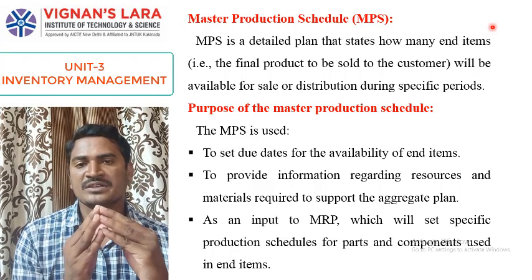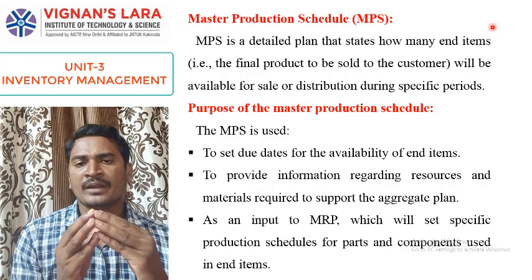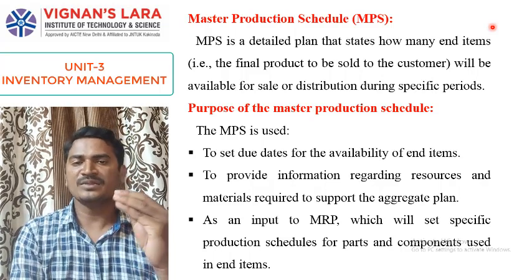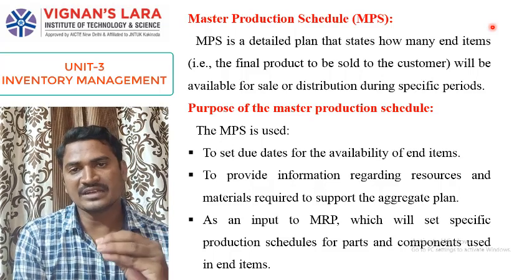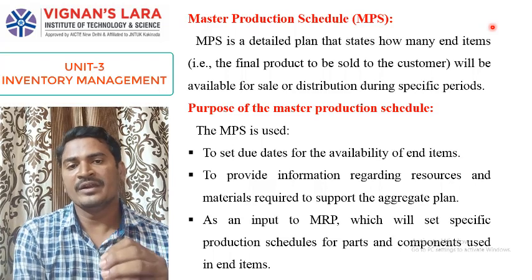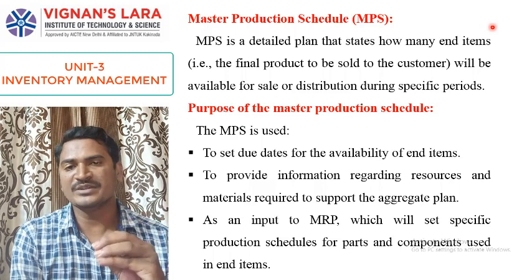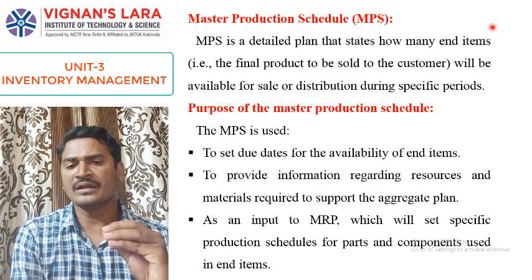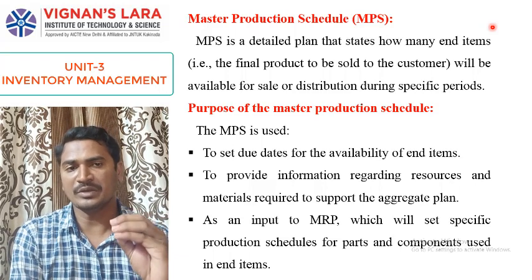This master production schedule consists of the detailed information about the total month production. For example, in the first month we are producing 1,000 items. For the 1,000 items, how much raw material is required, how much machinery is required, how much manpower is required, what standard procedures are required, and what engineering information is required. Those things we are maintaining and classifying in the master production schedule.